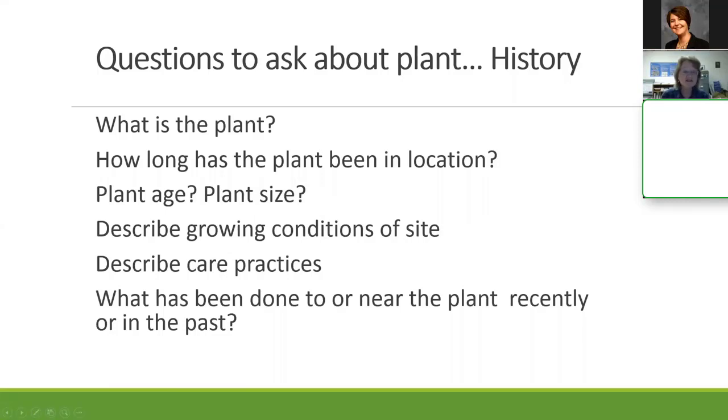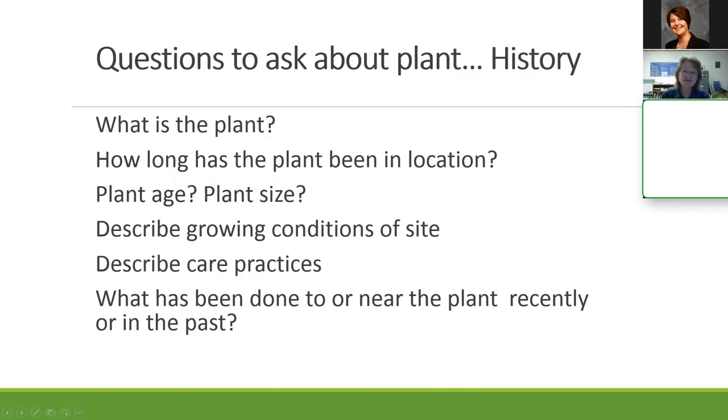Describing the growing conditions of the site and the care practices: how have you irrigated, fertilized, does it have mulch, has it been pruned, just some of the care practices. What has been done to or near the plant recently or in the past? This is a question that we might tend to forget until we can't solve the problem. We're like, well, this is weird, or I don't know what's going on.